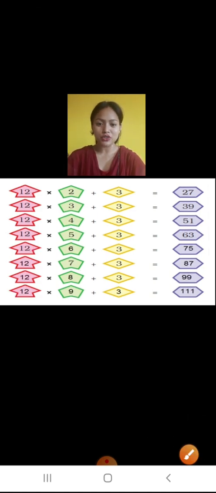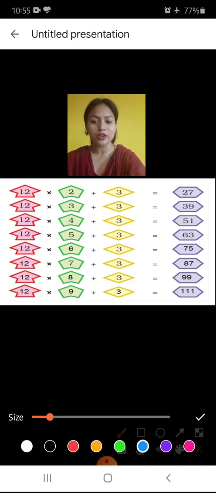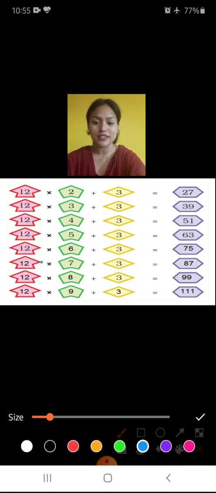Hope you all have done. So, have you got the same answer as written here? You can check it from here. When you multiply 12 by 7 and add 3, you will get 87. When you multiply 12 by 8, 12 eights are 96, 96 plus 3 is 99. 12 nines are 108, 108 plus 3 is 111.